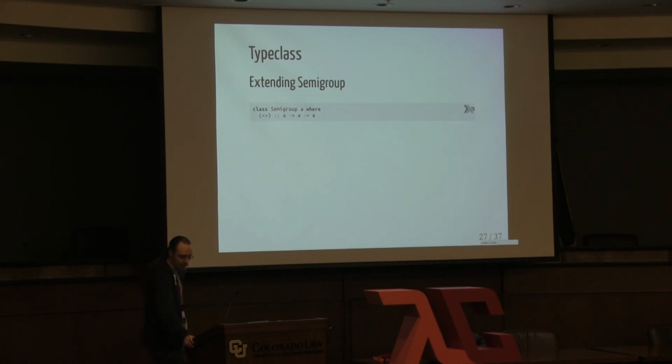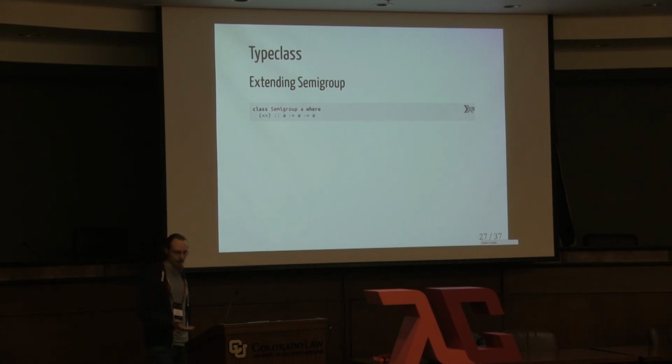Now, since we have a semigroup with an append function, we can make more out of it. For every append function, or let's call it plus operation, an addition operation, you always also have a zero element. So for integer addition, you have 0. For integer multiplication, 1 is the null element. For string append, the empty string. For list append, the empty list.